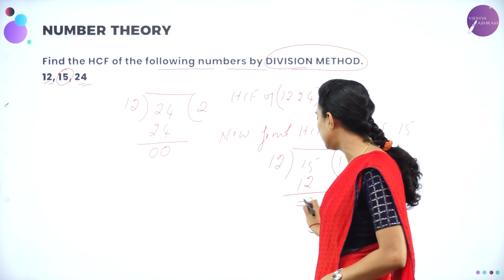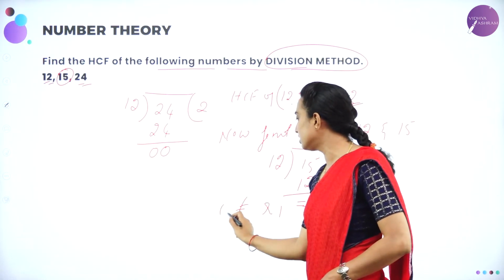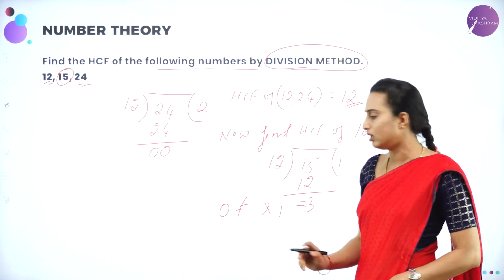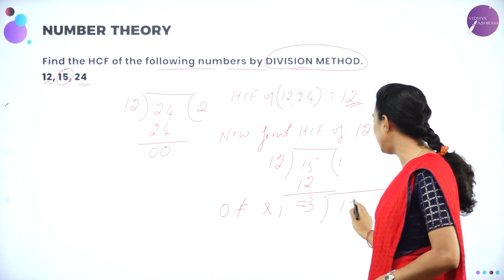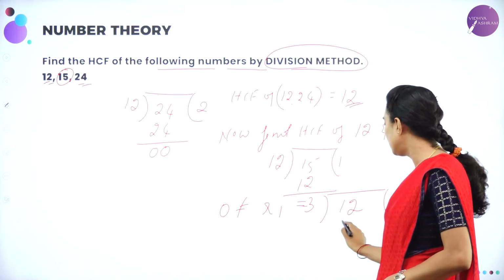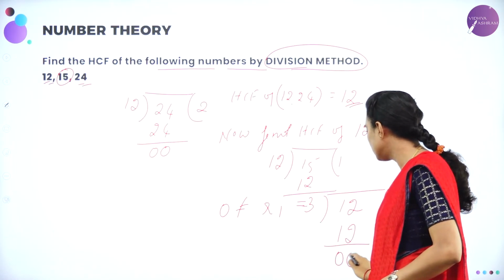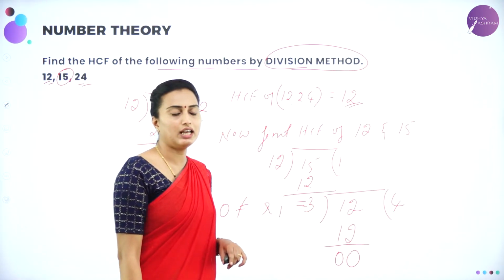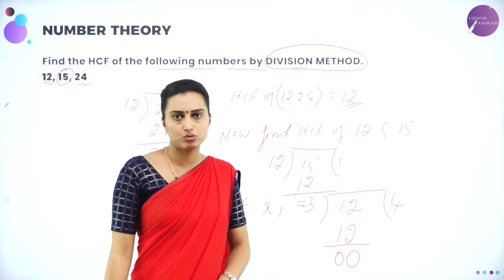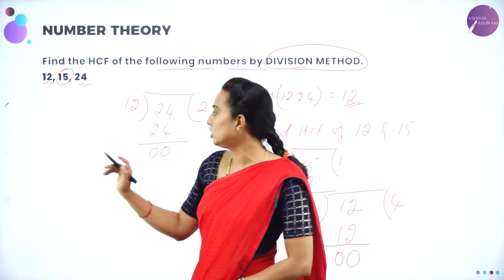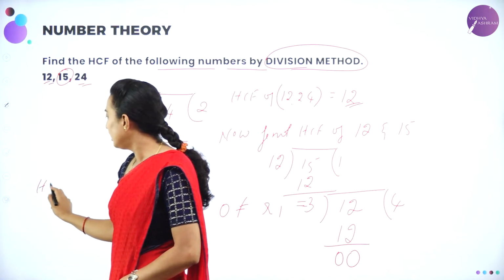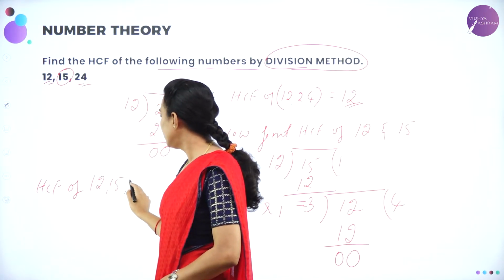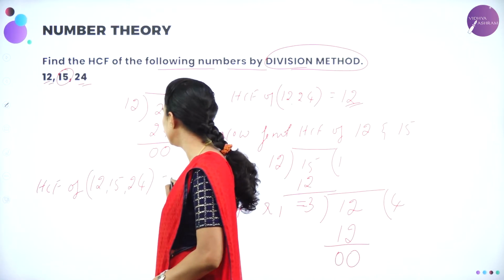The procedure you are going to write: 15 divided by 12 is 1 remainder 3. The remainder is not equal to 0, it is equal to 3, correct? Now this 12 is again divided by 3. So 3 4s are 12, which will be 0. Now, which is the last remainder? This 3. That 3 is going to be the HCF of all three numbers, 12, 15 and 24. So HCF of 12, 15, 24 is equal to 3.